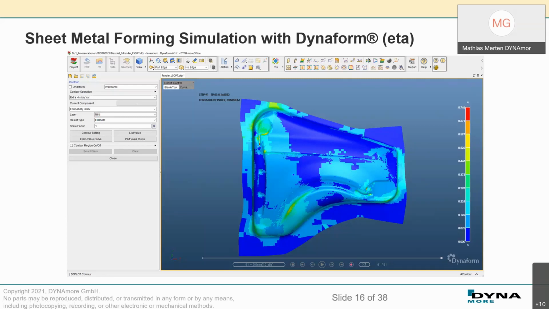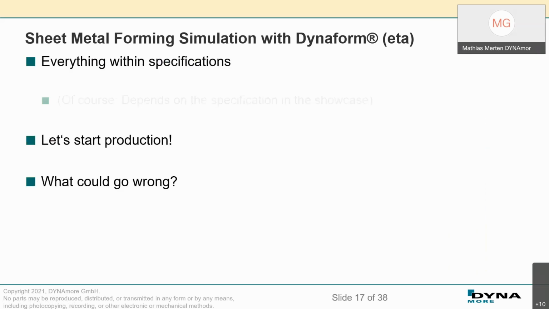So in this case, our criterion says we will have a green part and everything will work. But of course, this is written here in very slight color. This depends on the definition of the criterion in this case. But based on this, you may start the production of the part or of the tool. What could go wrong?